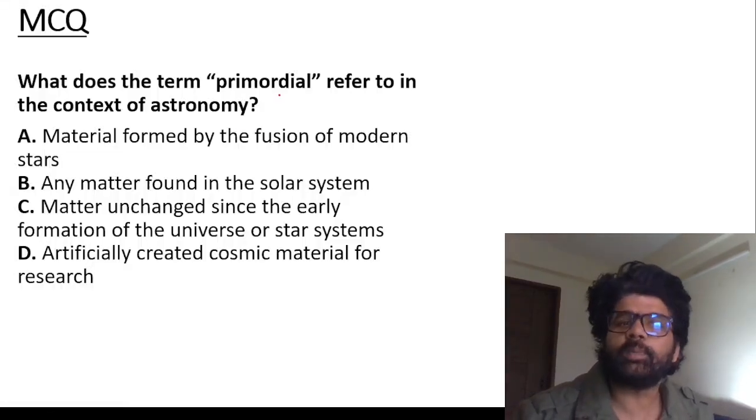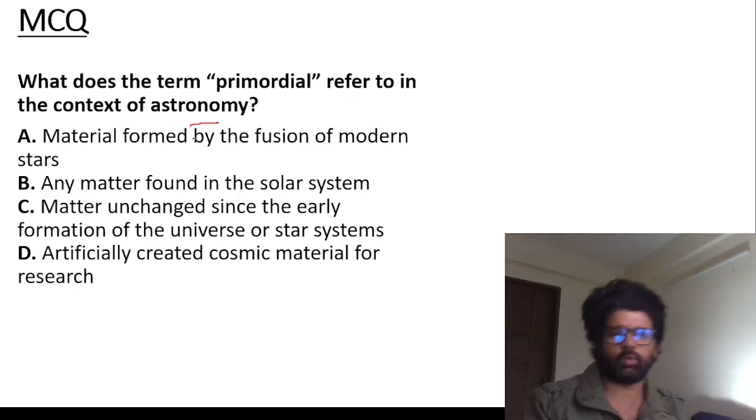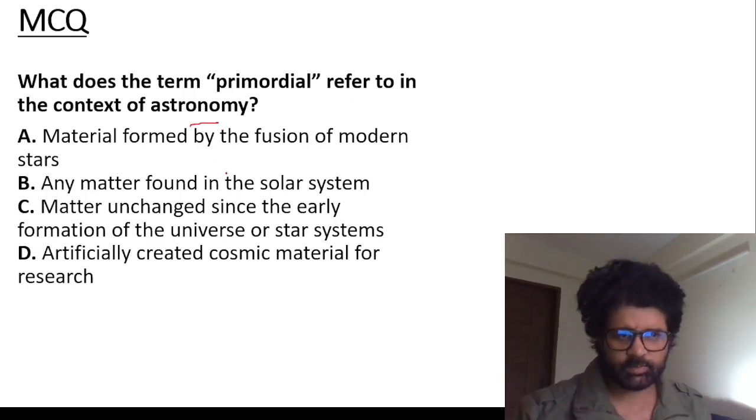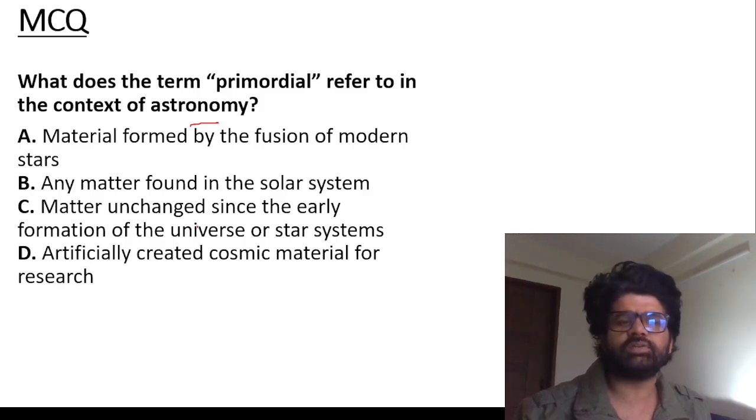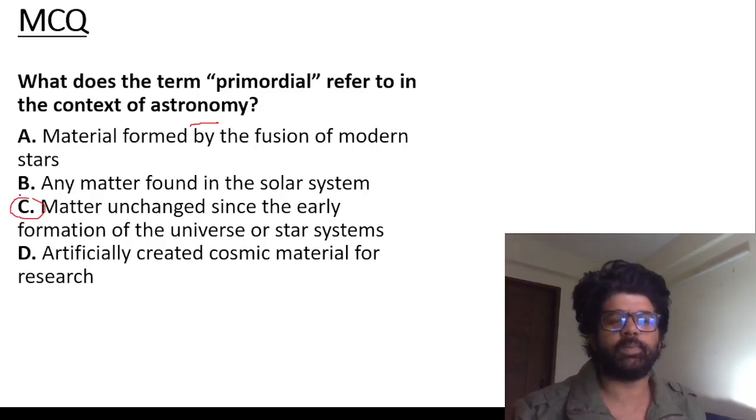Please come back. What does the term primordial refer to in the context of astronomy? Material formed by fusion of a modern star, any material you can see? Matter unchanged since the early formation of the universe or star system, that is primordial material.